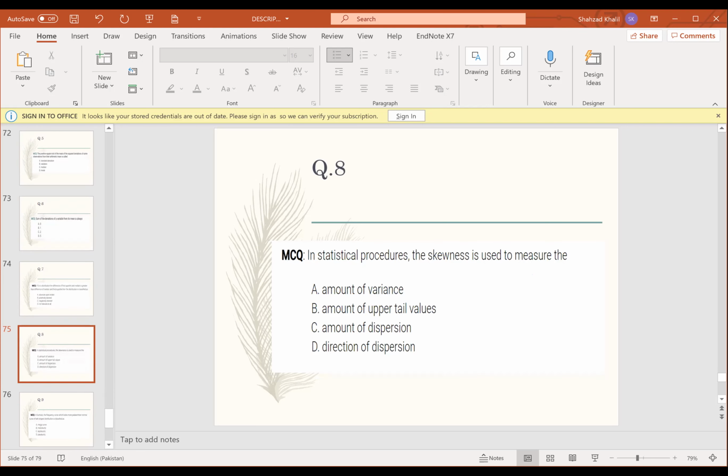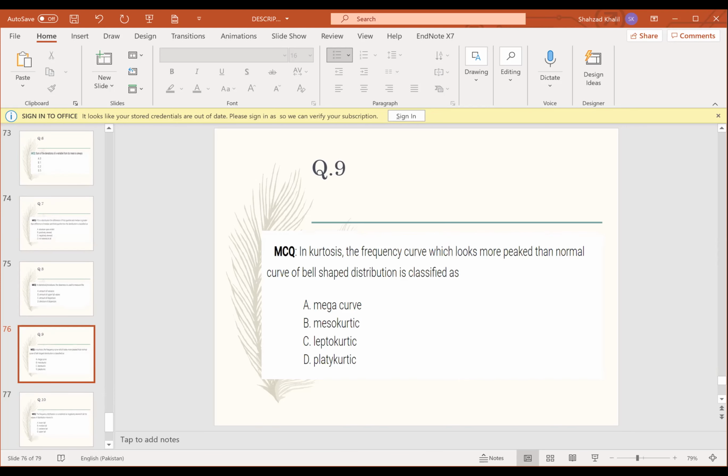In statistical procedure, skewness is used to measure the amount of variance, amount of upper tail values, amount of dispersion, or direction of dispersion? D, direction? No, it is used to measure C, the amount of dispersion. How much is this? It is positively or negatively skewed because the data will be collected around the mean. So the amount of dispersion.